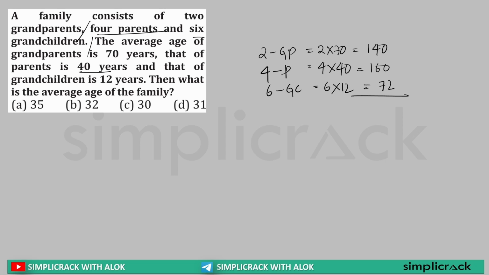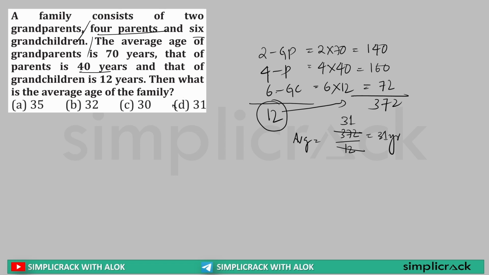So now what is the total age? 140 plus 160 is 300, plus 72 is 372. How many members are there? 6 plus 4 plus 2, that is 12. So for 12 members the total age is 372. So what is the average age? 372 divided by 12. 12 3s are 36, 12 1s are 12. So the average age of this family is 31 years. Option D. Here you need to understand the given instructions. Once you understand, this question is quite silly.